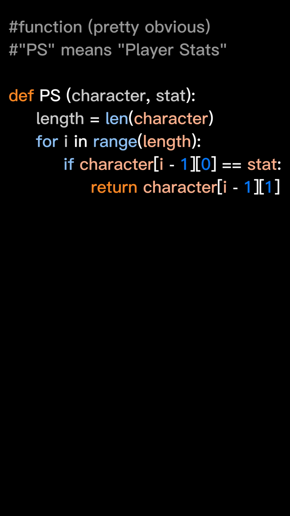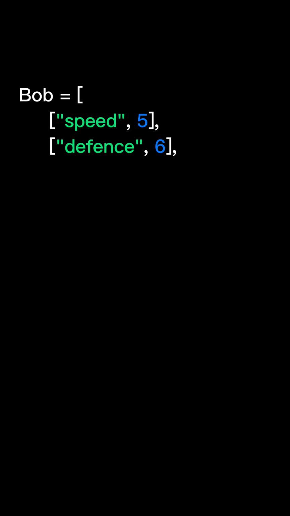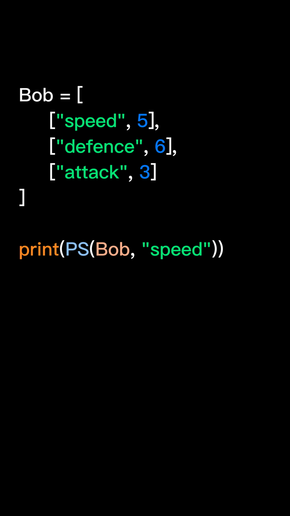The PS stands for player stats, and you have two input variables, character and stats. This is what the code will look like. We have Bob, his speed, defense, and attack 5, 6, 3. And we also print the function PS and the two variables Bob and speed.